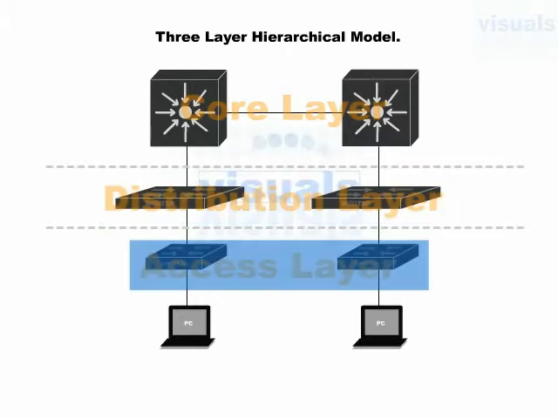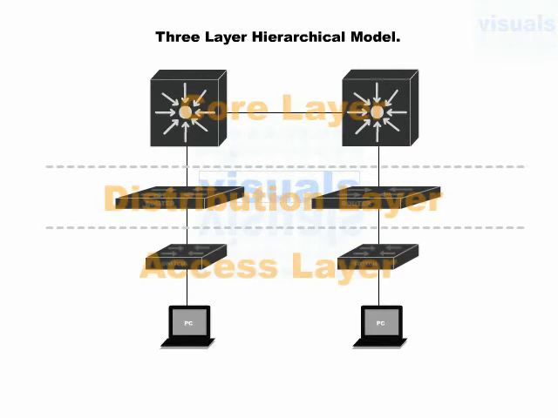Now let's move towards the final layer of this model. This layer is also known as the desktop layer. This is the third and last layer of the three-layer model. This layer is placed at the end. The devices which play the role of access layer are placed at the end. Here end users connect to these devices, thus getting access to the whole network. Layer 2 switches are implemented for this layer, and with this I am concluding this visual.